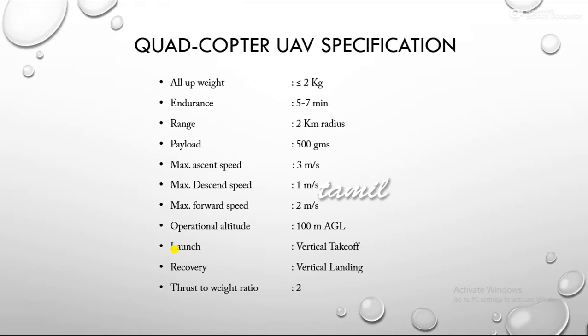Quadcopter specification: all-up weight grade 2 kg, flight endurance 5 to 7 minutes, range 2 km radius, payload 500 grams, maximum ascent speed 3 meters per second, maximum descent speed 1 meter per second, maximum forward speed 2 meters per second, operation at 200 meters above ground level, vertical takeoff and vertical landing, test electricity 2.